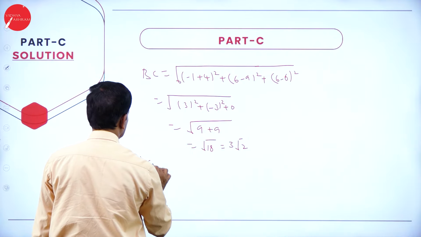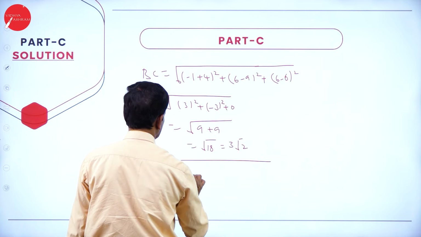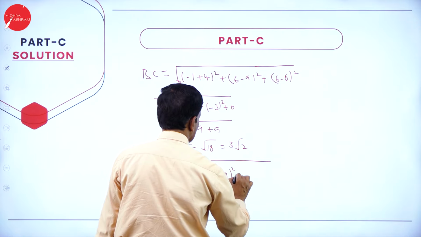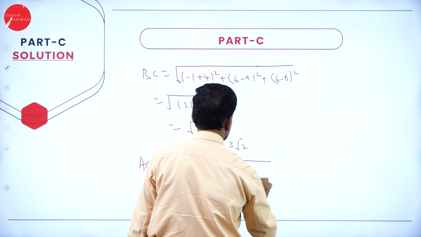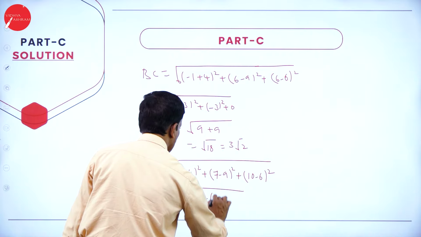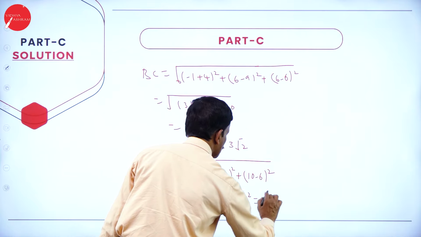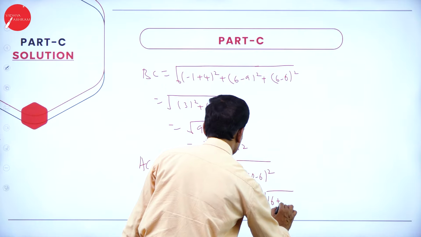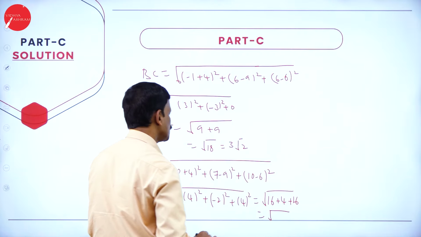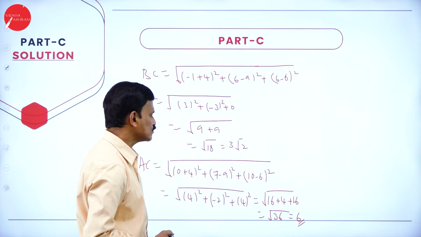AB, BC. Now, find out AC. AC is equal to root of (0+4) whole square plus (7−9) whole square plus (10−6) whole square. So this is equal to 4 square plus (7−9) is minus 2 square, 10 minus 6 is 4 square. That is equal to root of 4 4s are 16 plus 2 square is 4, plus 4 4s are 16. 16 plus 4 is 20, 20 plus 16 is 36. That is equal to root 36, which is 6.